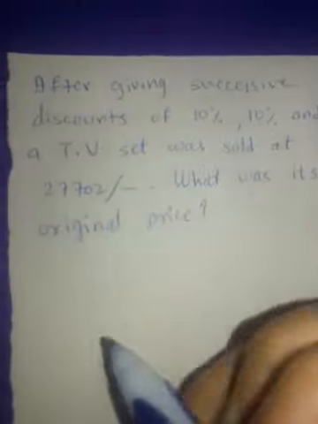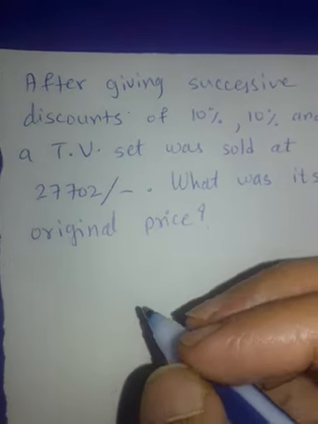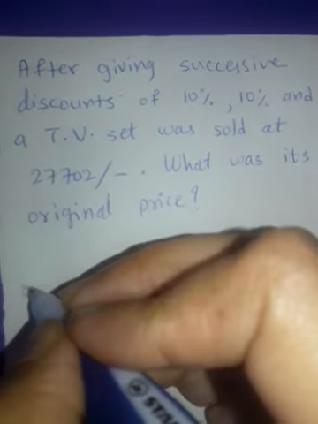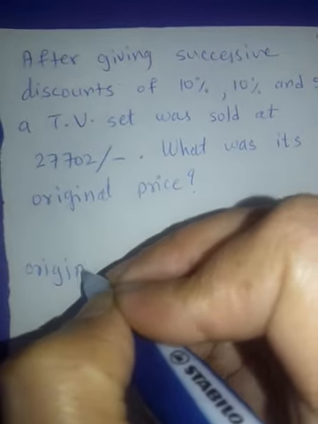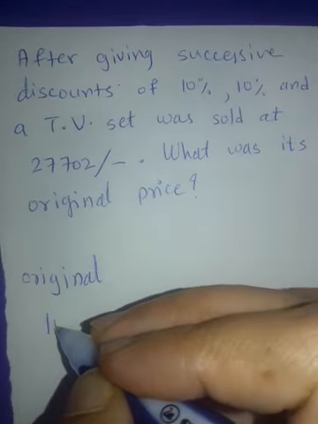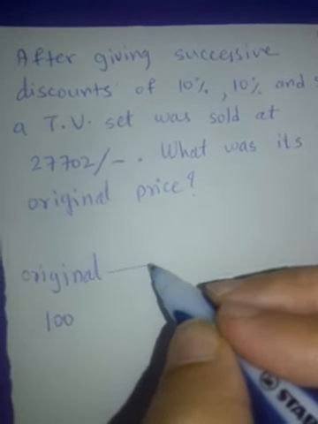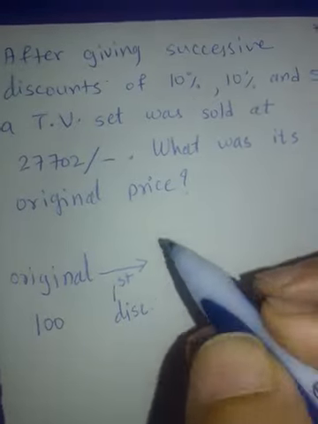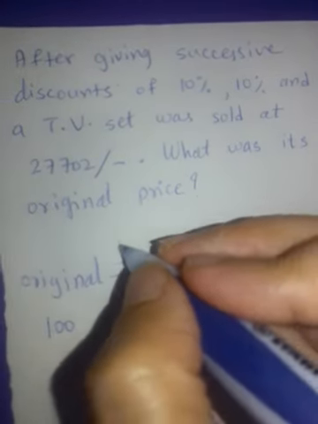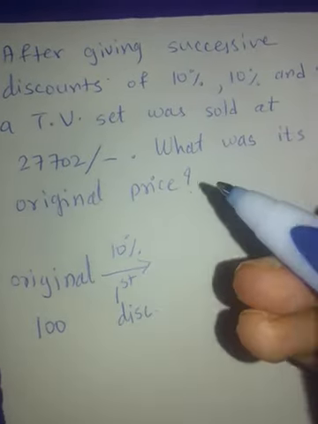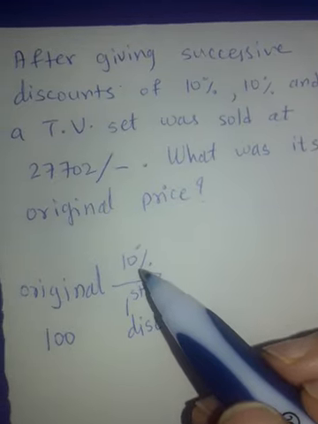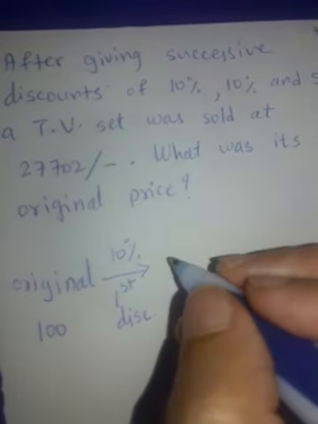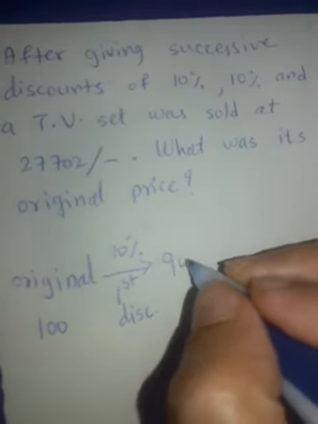Here also I am going to assume original, that is basic price as 100. We need to find original price, right? So original I am going to assume as 100. Now I am giving the first discount. What is first discount? It is 10%. 10%, that is 10 is reduced on 100. Original is 100 and now 10 is reduced on 100. So now new price is 90.